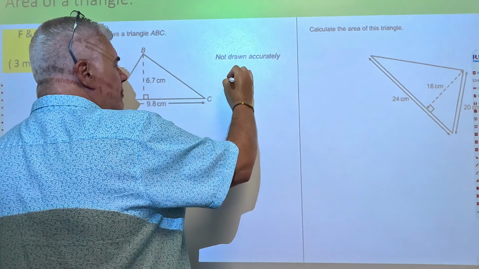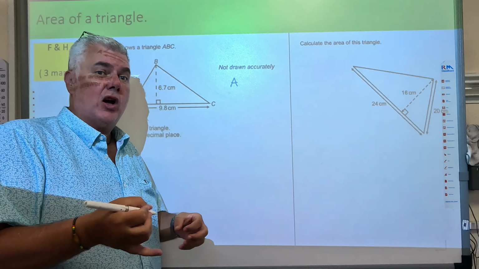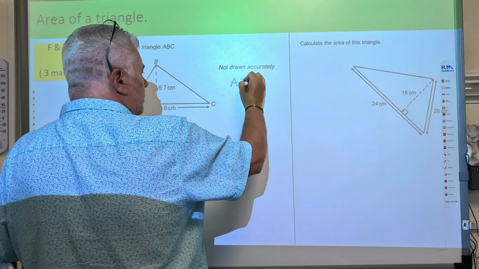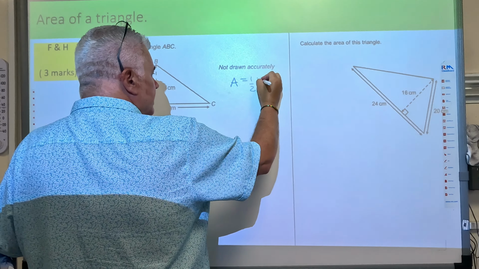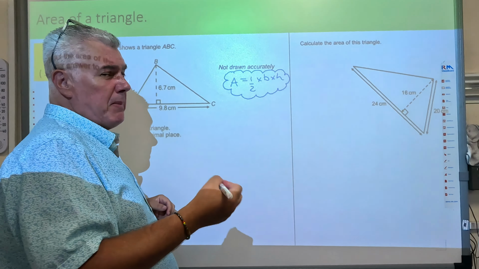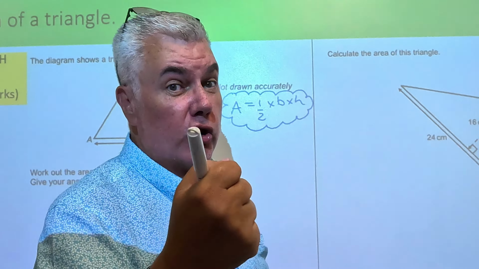Again, there's a formula to remember. So notice the area of a circle is different to the area of a triangle. We have different formulas we're going to use each time. Area equals a half times the base times the height. I can remember that formula and use it if I wish to, but I've got a little song for you which I'm sure you're going to love.